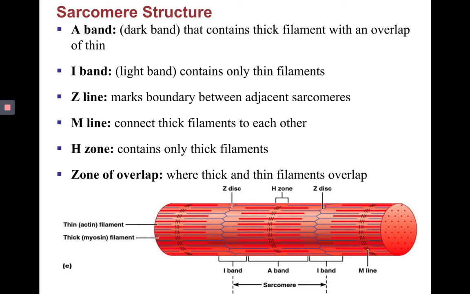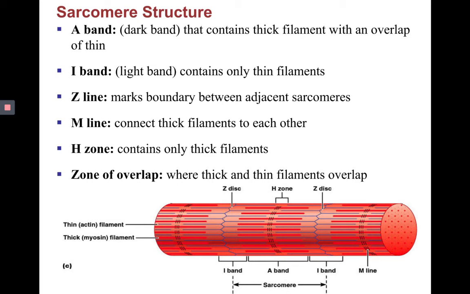So the A band is a dark band, the I band is a light band, the Z line or Z disc are areas that mark the boundary between adjacent sarcomeres, the M line connects thick filaments but is within the A band, the H zone contains only thick elements in an area within the A band, and the zone of overlap is anywhere where the thick and thin filaments overlap.